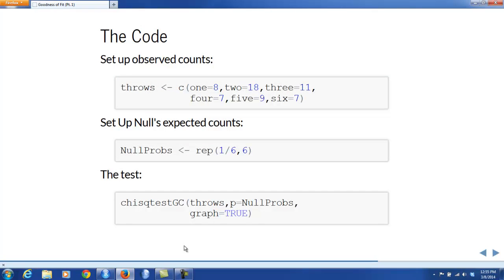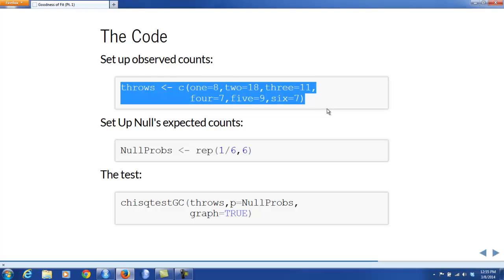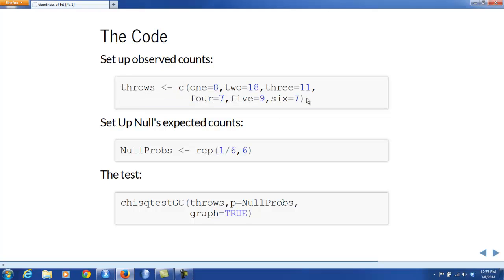When we do a chi-square test, we have code for it in the chisq.test GC function. That function is going to need the same sort of information that our simulation function needed. It's going to need the observed counts, and it's going to need a statement about what the null hypothesis thinks the probabilities are. So we need to make sure that we've constructed the observed counts and called them something descriptive, perhaps throws. And we need to make sure that we've constructed the null probabilities. Again, the rep function is useful here. We can use any name that we like, but this name, null probs, seems good and descriptive.